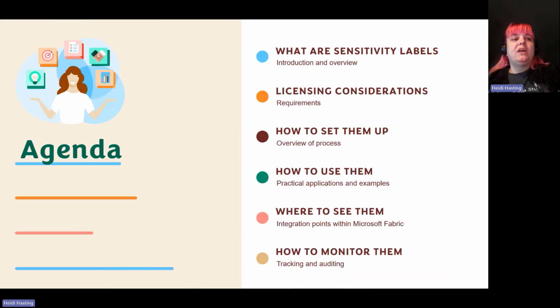Today's agenda, we're going to go through and look at what are sensitivity labels first, so you have a bit of an idea of what they are and what they can do. We're going to look at licensing considerations, because you know it is a thing that needs licensing. We're going to go through how to set them up, just briefly sort of an overview so you're a bit familiar with that process, how we can use them specifically in Fabric, and where you can see them in Fabric, and then finalise it with how we can actually monitor the use of those sensitivity labels.